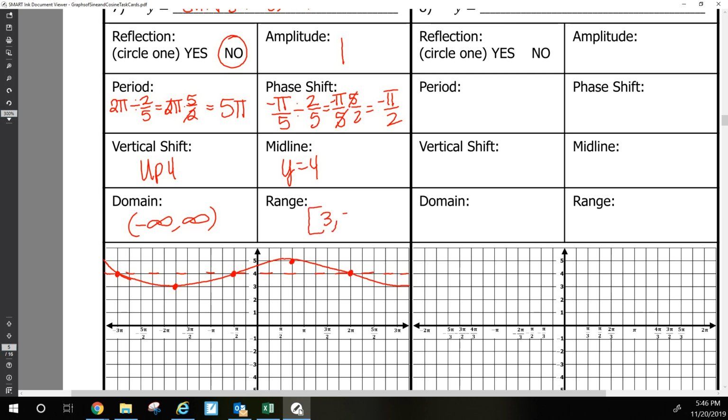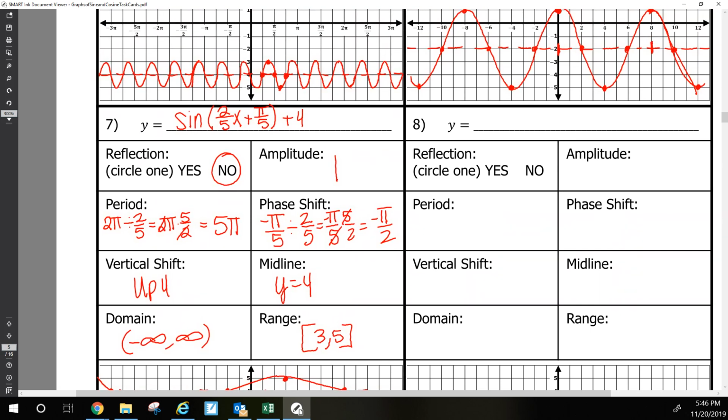Don't forget your brackets because we go through both of those points. All right, finally, last but definitely not least, we've got number 8, which is negative 1/4 cosine of x minus 2 pi over 3. So it does have a reflection, yes. It does have an amplitude changer of 1/4. Fortunately, there's not a period changer, which means our period is just 2 pi. But we do have a phase shift.